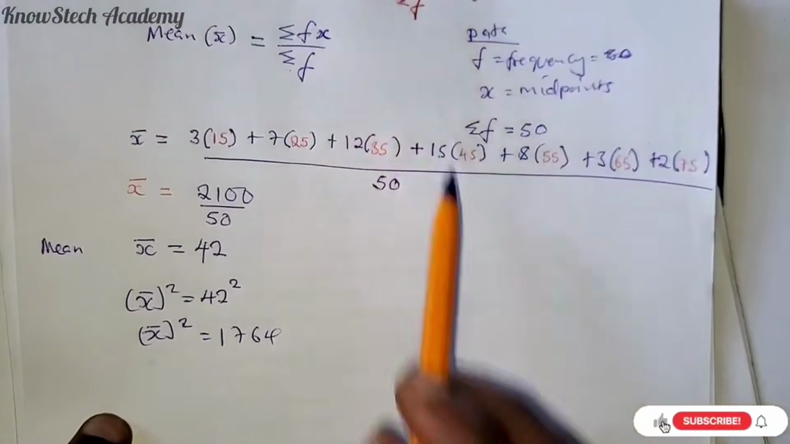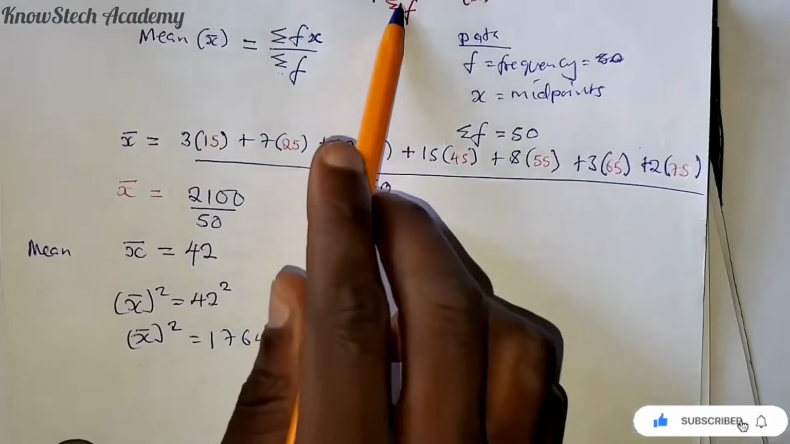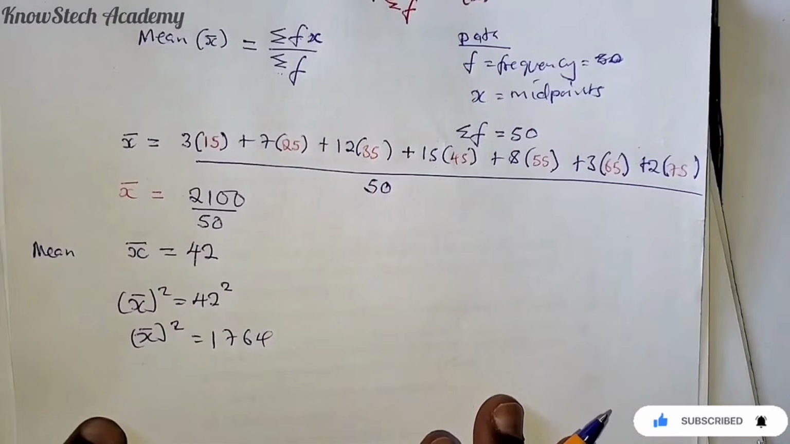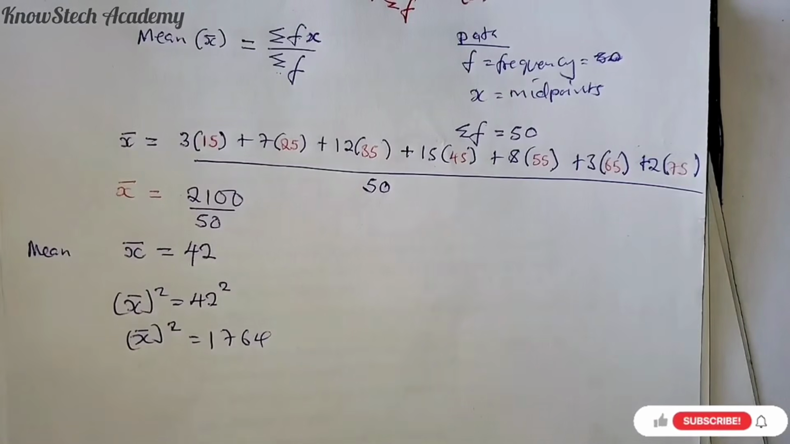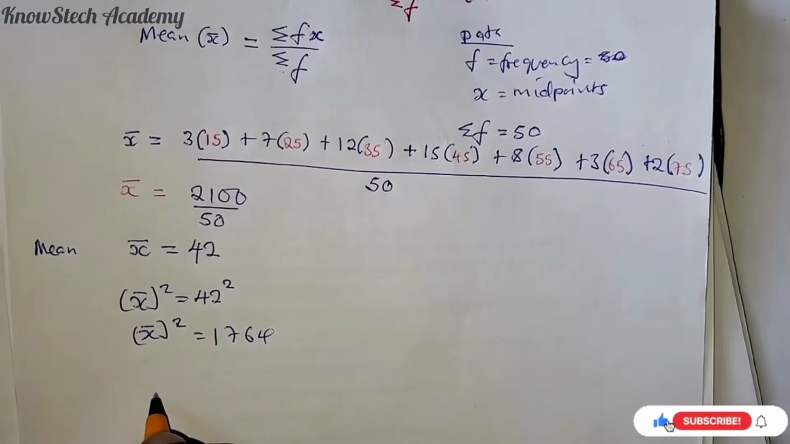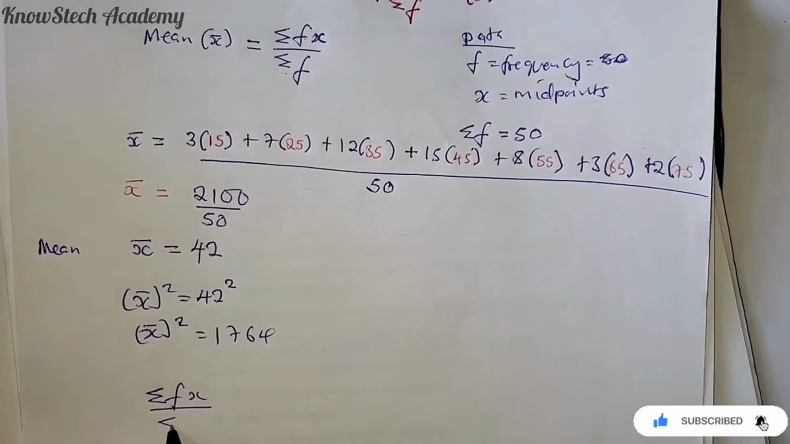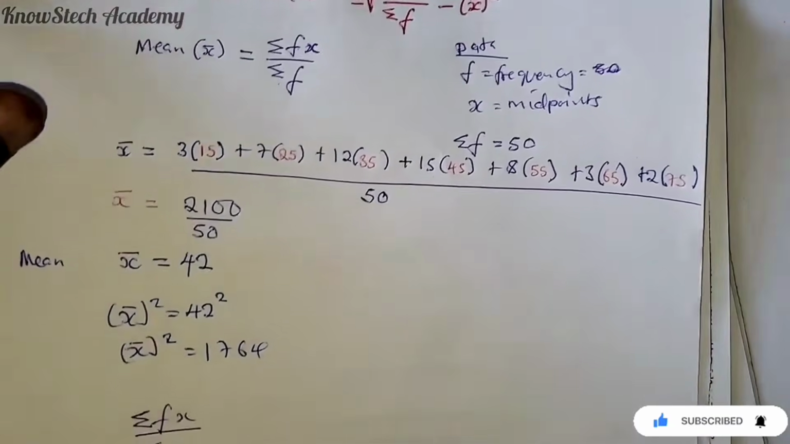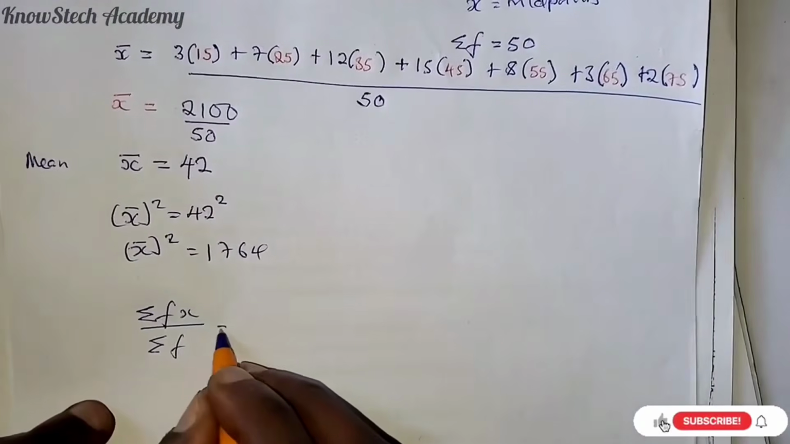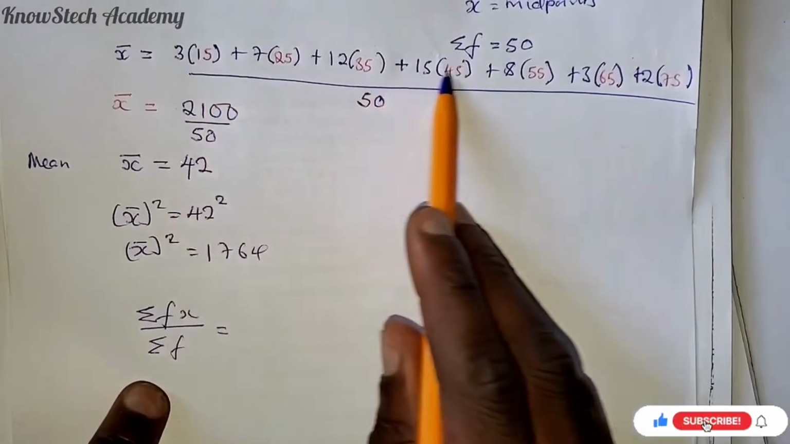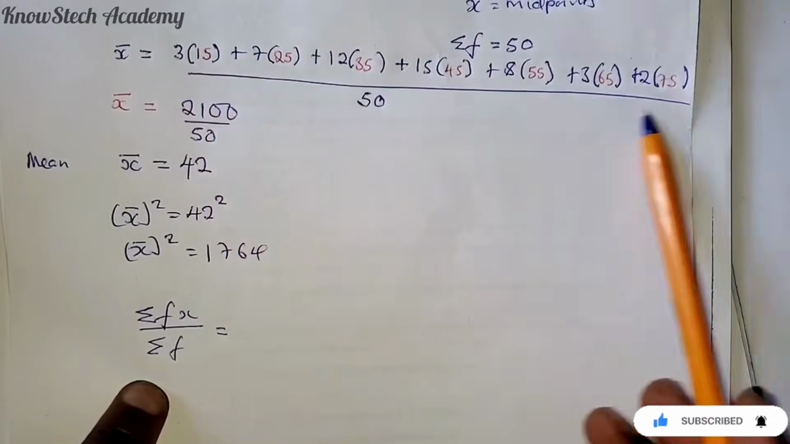Let's now calculate this part. You notice that this part is very, very simple. Why am I saying this? Because it is summation of fx over summation of frequency. Do it like this: frequency is equal to, copy the way it is, everything here. So we're going to copy this part here.